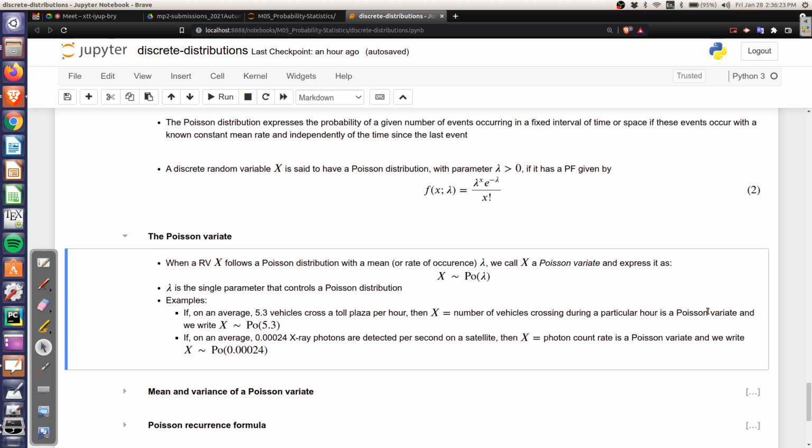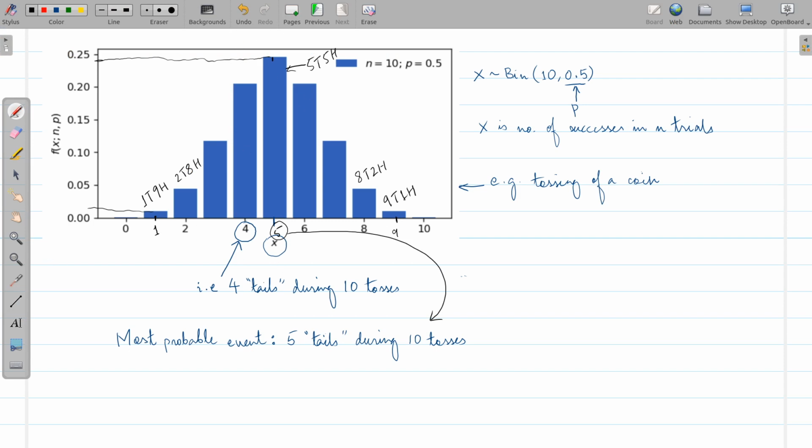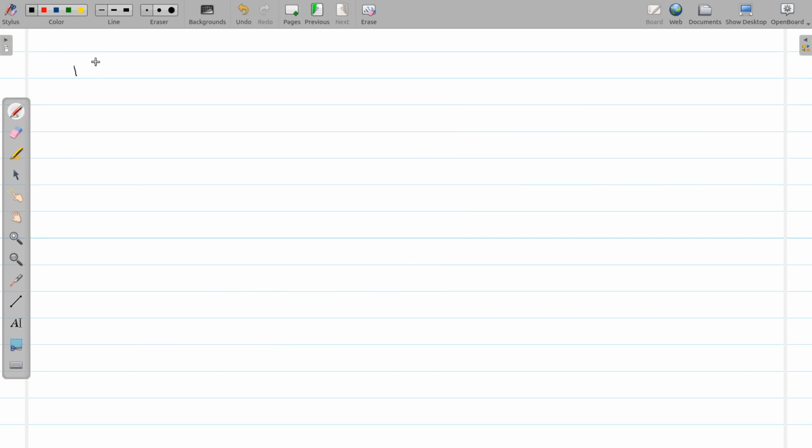Then we call x a Poisson variate and we write it in this way. For binomial variates, x is said to be a binomial variate if we write it as bin, and inside the bracket we put the parameters. The parameters are the number of trials and the probability of success. What about Poisson?